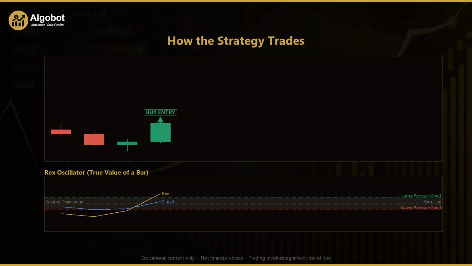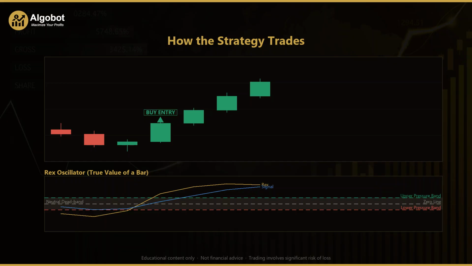On the third candle, something changes. A strong bullish candle prints, closing near the top of its range with only a small upper wick. That's exactly the kind of bar the true value formula rewards, and it pushes the gold Rex line sharply upward. In this moment, the Rex line crosses above the blue signal line, and crucially, it clears the upper pressure band, climbing out of the neutral deadband. Both conditions are now met, a fresh upward cross and genuinely one-sided pressure. That's where you see the buy entry marker appear.